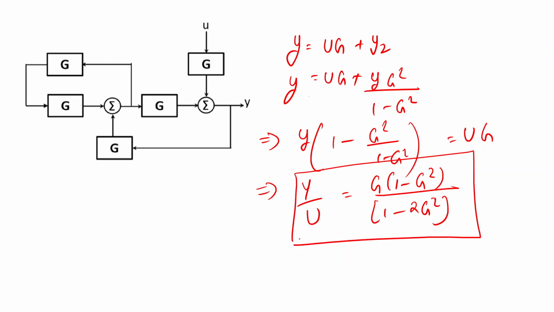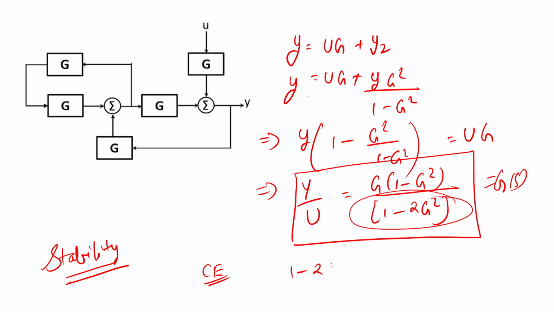So over here we have this closed loop transfer function, that is for this entire block diagram we have this transfer function as g into 1 minus g square upon 1 minus 2g square. Now for stability, we can use this root array which states that if we have this characteristic equation, in this case the characteristic equation will be the denominator, that is 1 minus 2g square is equal to 0. Then we have this root array on the basis of which we can comment on the stability of the system.